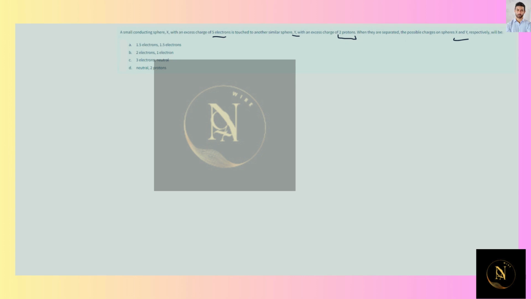So remember that charge is going to be quantized. That means that we can only have integer numbers of electrons or of protons. We're not going to be able to have, for example, 1.5 electrons and 1.5 electrons. So the first one already is going to be incorrect.